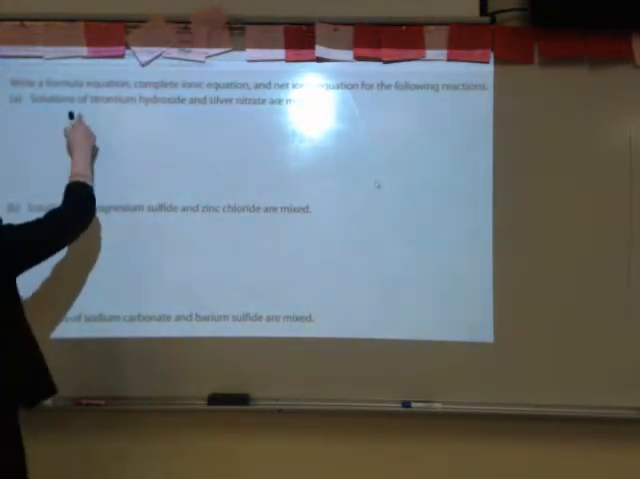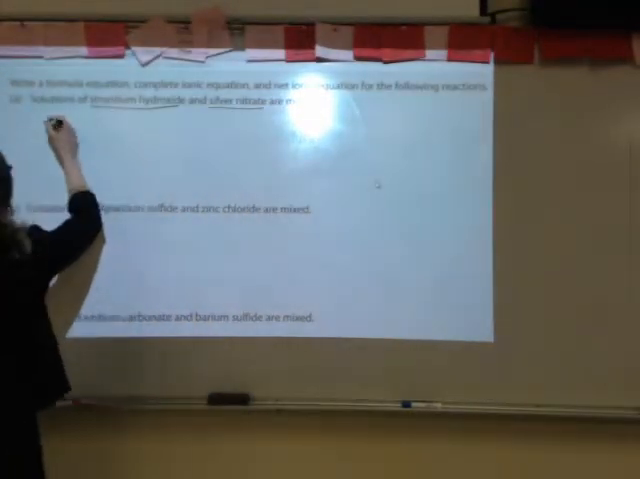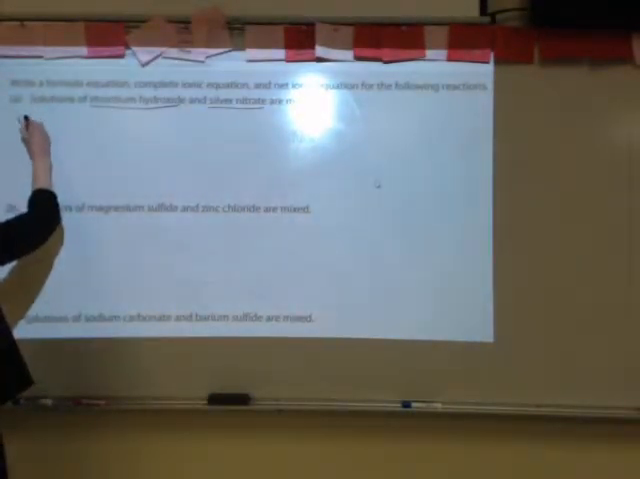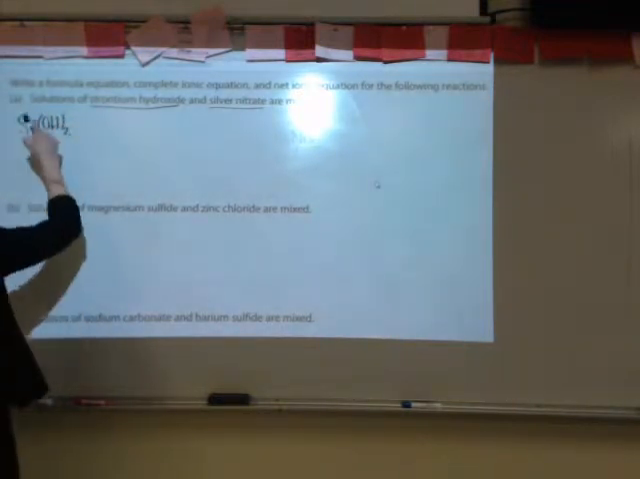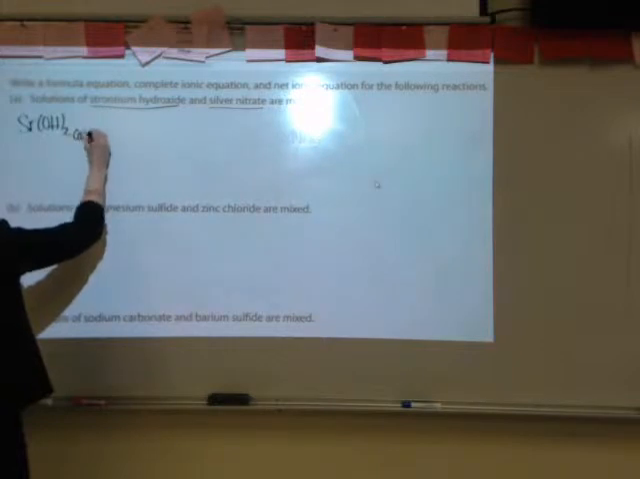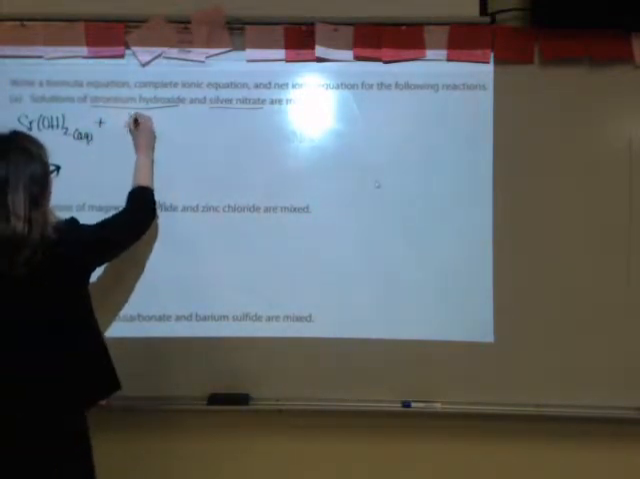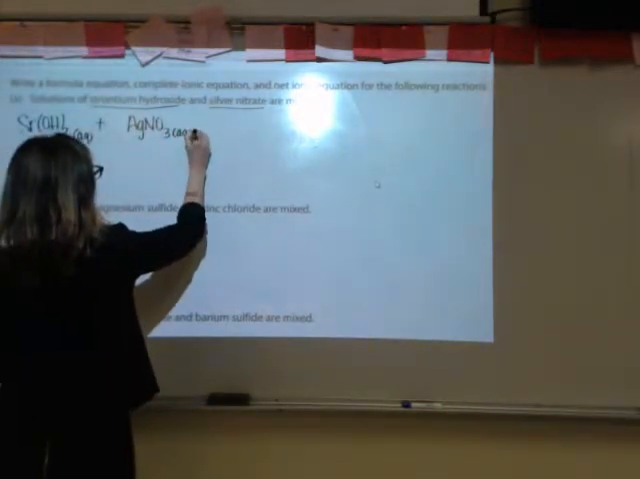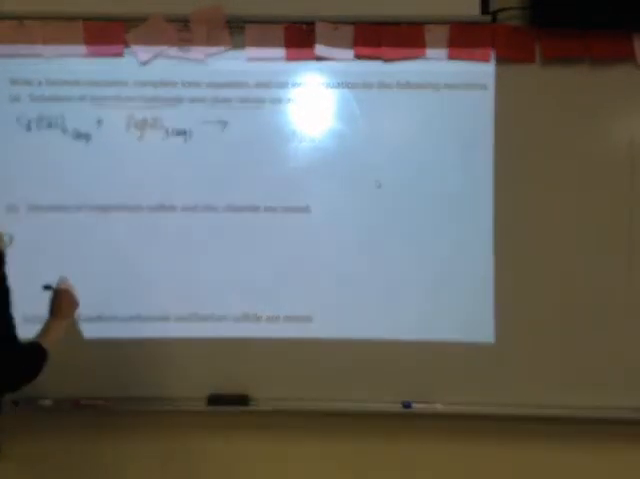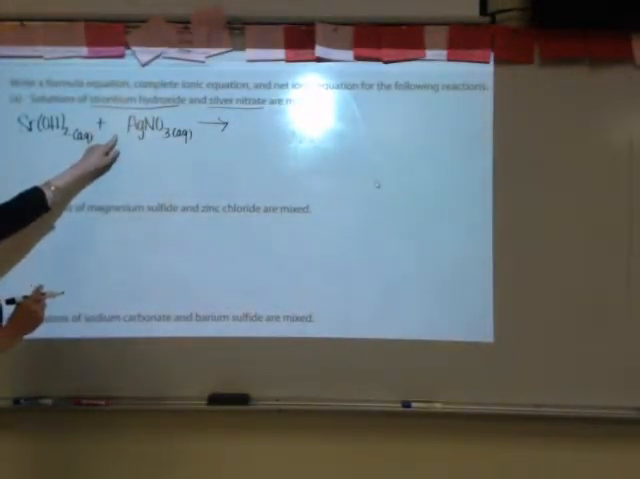So here, you have a solution of strontium hydroxide mixed with silver nitrate. So strontium hydroxide is this. And since it's a solution, you would put an AQ after it. Then you have silver nitrate, AgNO3, also a solution, so it will have an AQ after it. Okay? I'm leaving a space in front just in case I have to balance it when I'm done.